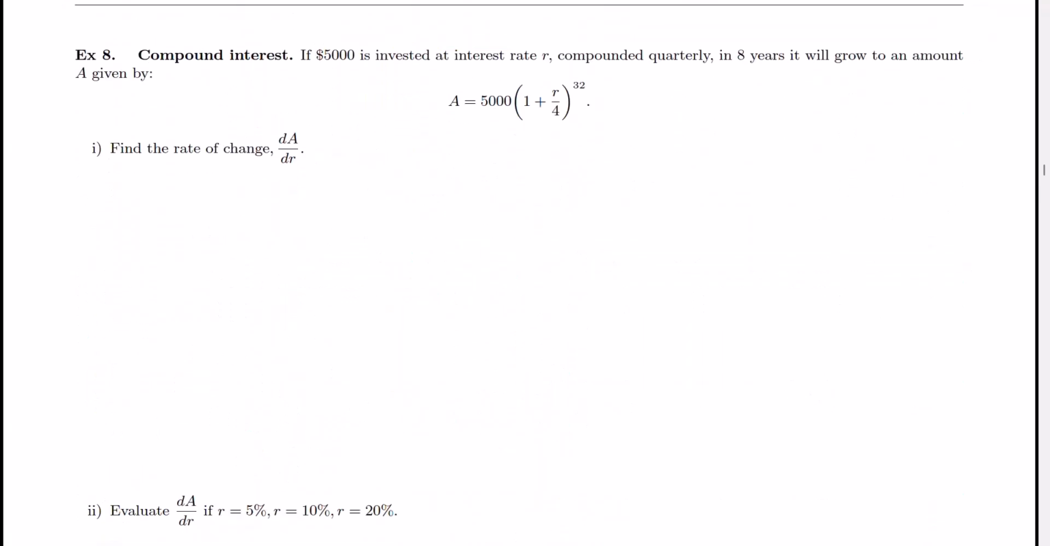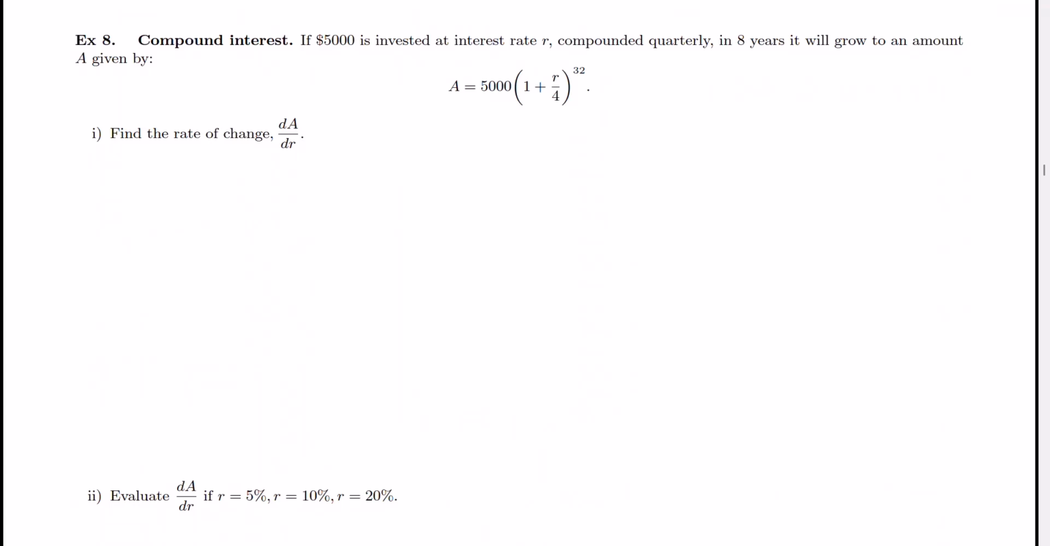So the last part of this section deals with compound interest. This is a famous formula that we will discuss later on a little bit more in detail. But for now, we're told that if $5,000 is invested at an interest rate R, and it's compounded quarterly, meaning you're paid out the interest every quarter, so every 3 months, in 8 years, the amount that you've invested will grow to an amount that we call A, given by the formula that we see in the middle of the page. So 5,000 times 1 plus R over 4 to the power of 32.